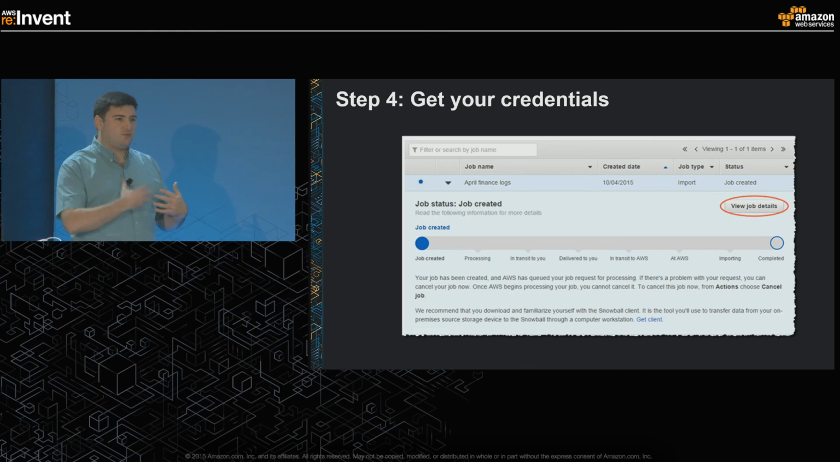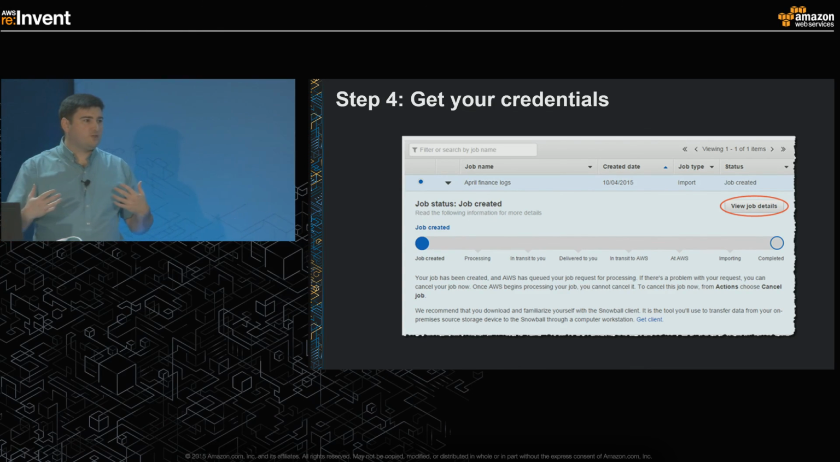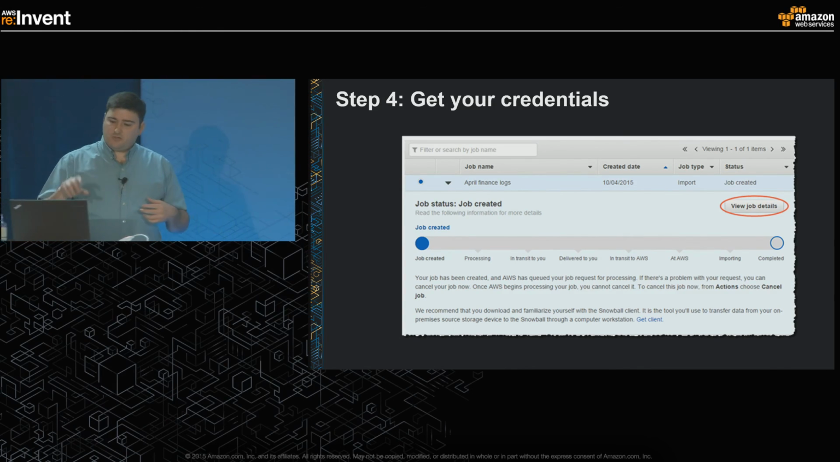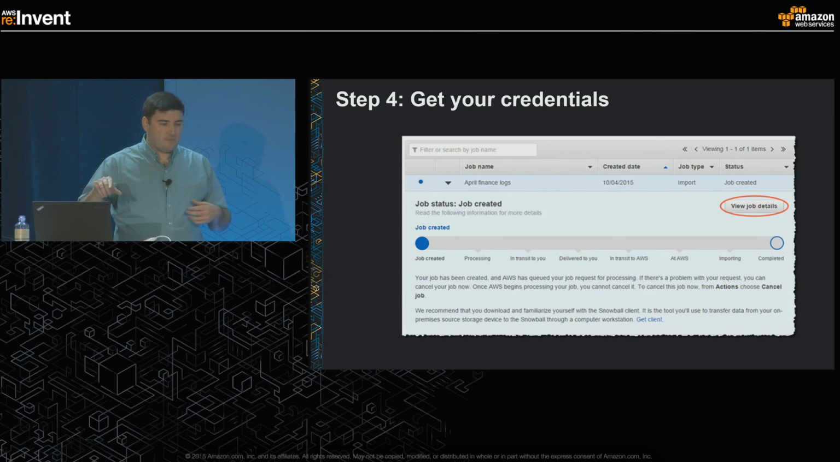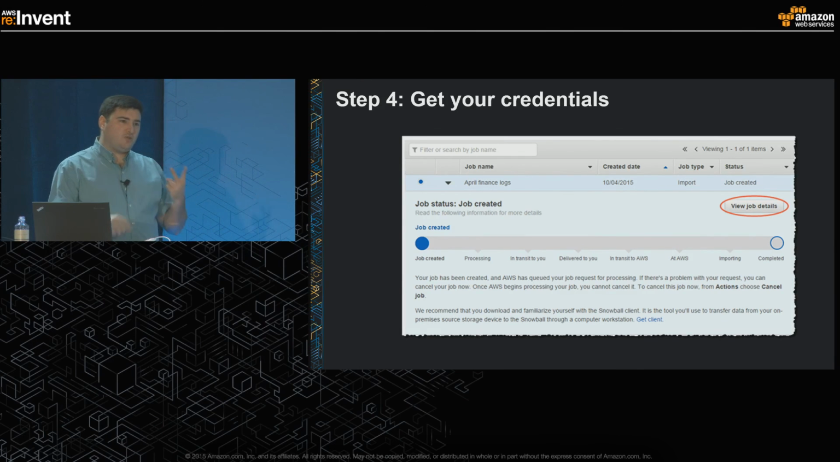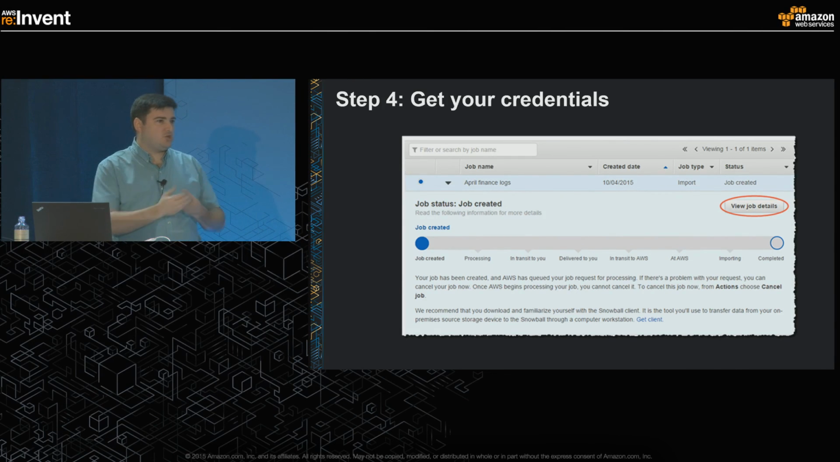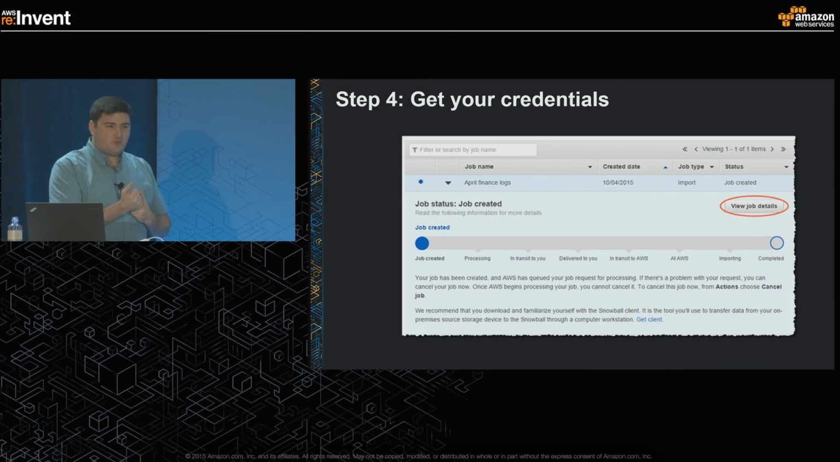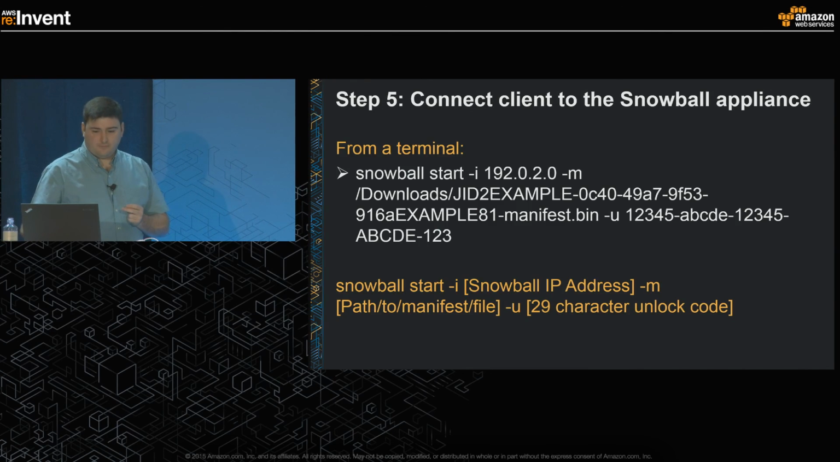Once the Snowball has an IP, the next step is to get the credentials that you need for the client to talk to the Snowball. This is unique for every single job. So you go into View Job Details in the console, and you'll be presented with detailed information about the job, along with the credentials for that job. There are 2 key pieces of information that you need there. You need a job manifest file, which contains keys and metadata related to your job, and you need an unlock code.